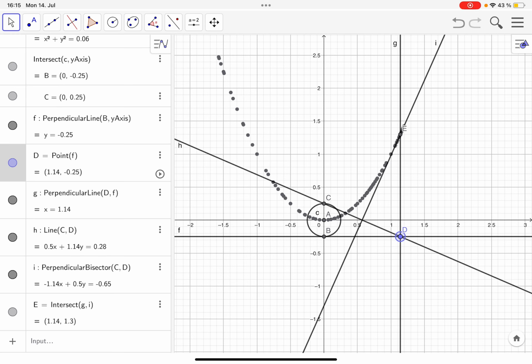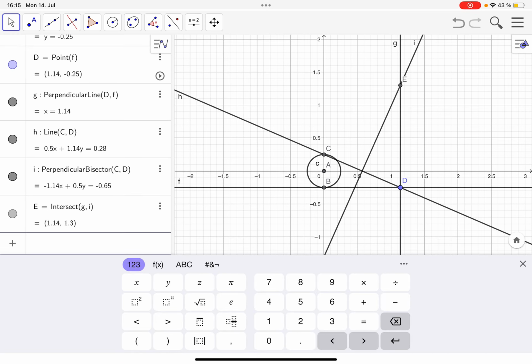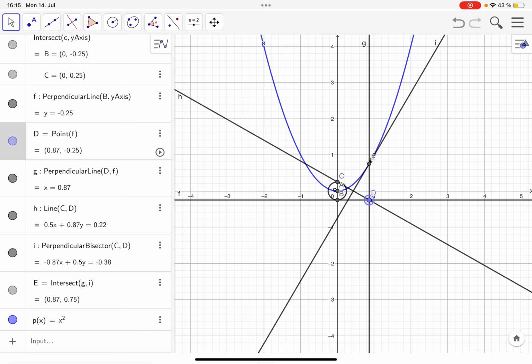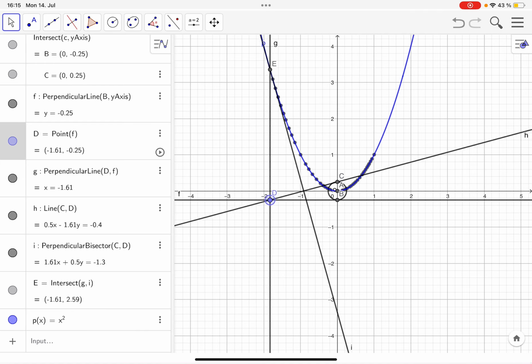We can make sure by showing x squared. And as you can see, it goes on top of it exactly.